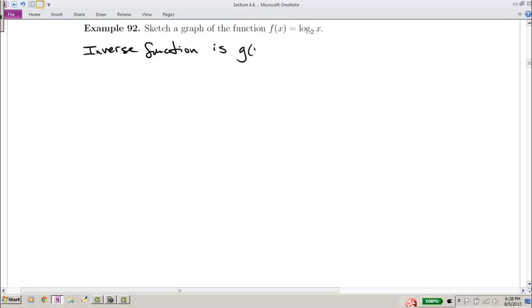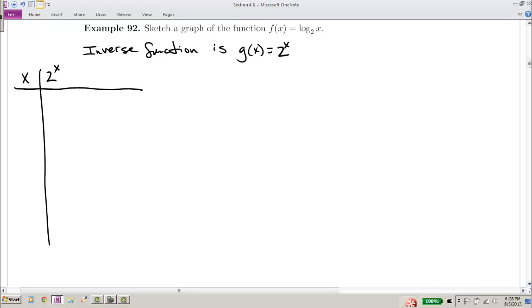So I'll call that g of x. It's the function 2 to the x. These are inverses of each other. And when you have a graph of a particular function, you can obtain the graph of its inverse simply by reversing the roles of x and y on the coordinate plane.